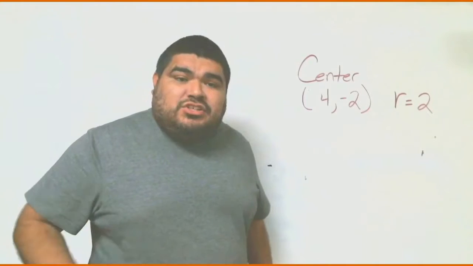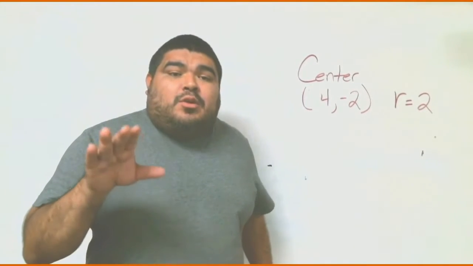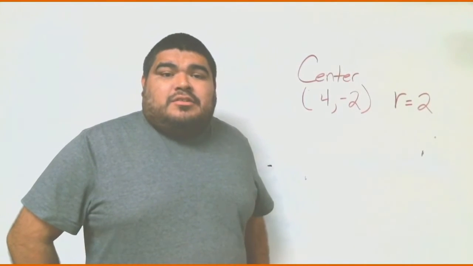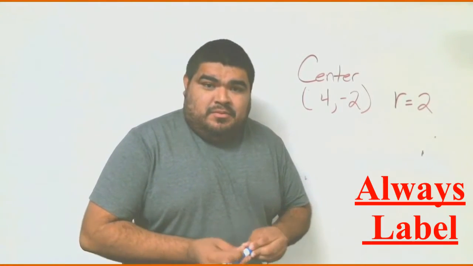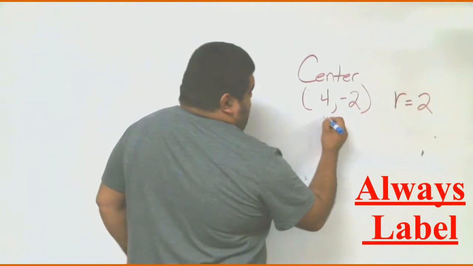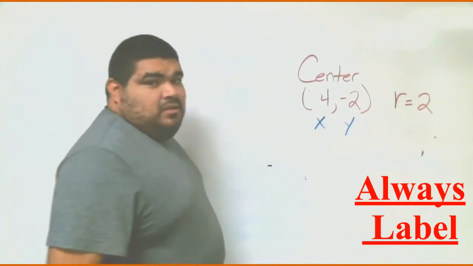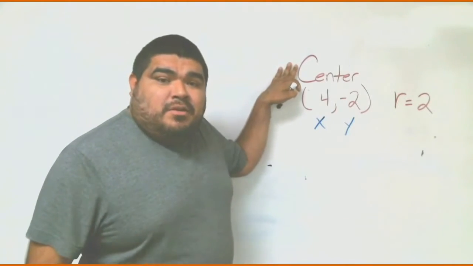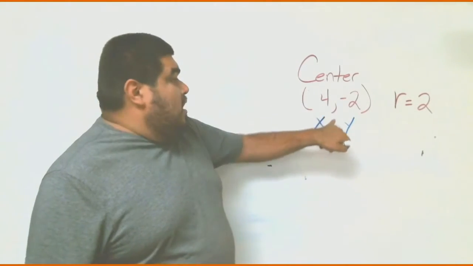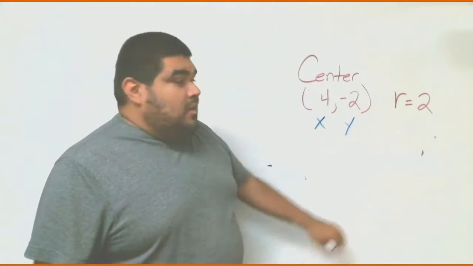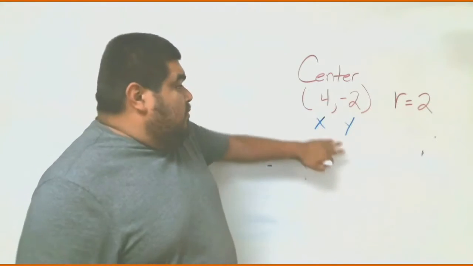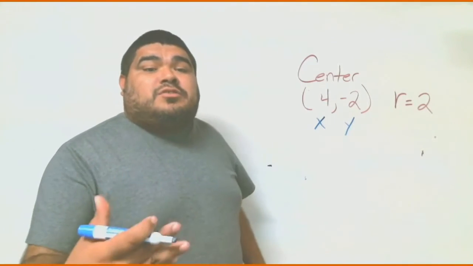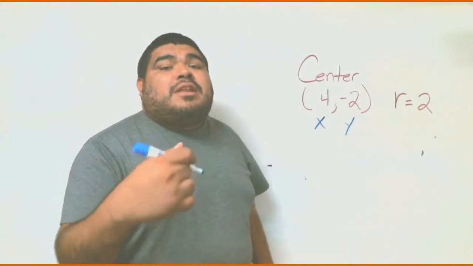All right, guys, so last class, we plugged it into the equation. Today, we're going to graph it, okay? So, remember, always label. We have your x, we have your y, right? It says that the center of our problem is located at 4, comma, -2. And then the radius is 2. That means that we have x and y, which, if you remember, are also known as h and k.